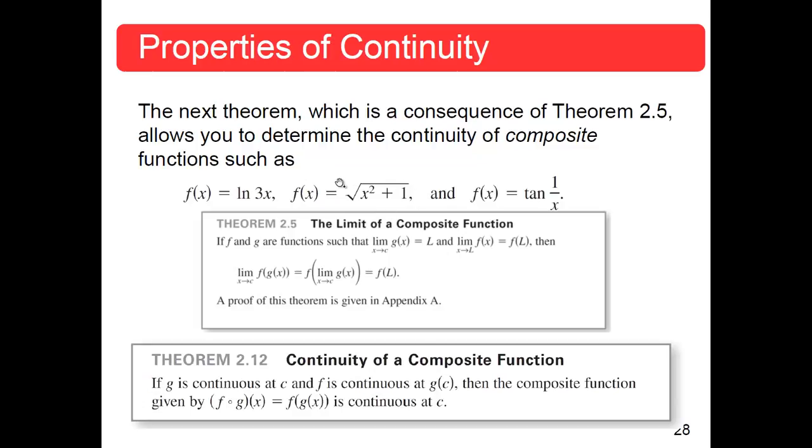The square root of x is continuous on its domain. X squared plus 1 is continuous on its domain. And so if we're looking at a value of x that's in the domain of both of those functions, and we compose them, then that result is also continuous at that particular x value. Okay?